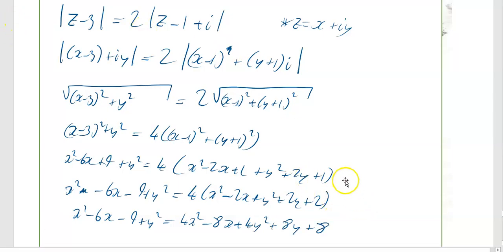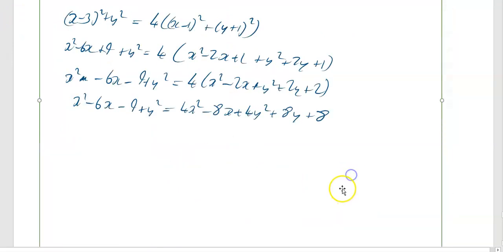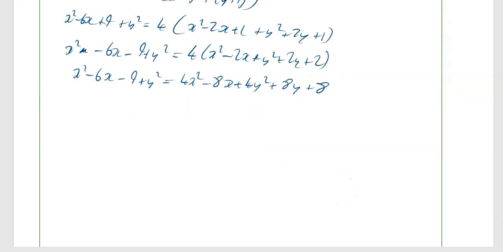And still going on this, we still have to tidy up. Bring it all to one side, put it equal to 0. You're going to have 0 is equal to 3x² + 3y², and then it's going to be minus 2x plus 8y minus 1. That's what you've got.